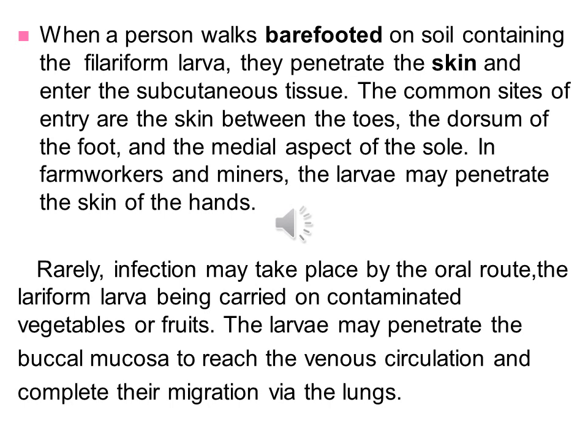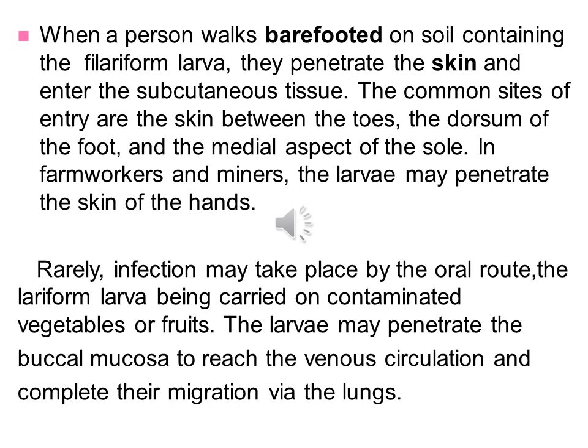Rarely, infection may take place by the oral route through eating vegetables or fruit, but the larvae may penetrate the buccal mucosa to reach the venous circulation and complete their migration via the lungs. Inside the human body, the larvae are carried along the venous circulation to the right side of the heart and to the lungs. Here they escape from the pulmonary capillaries into the alveoli and migrate up the respiratory tract to the pharynx and are swallowed again, reaching the final destination, the small intestine.